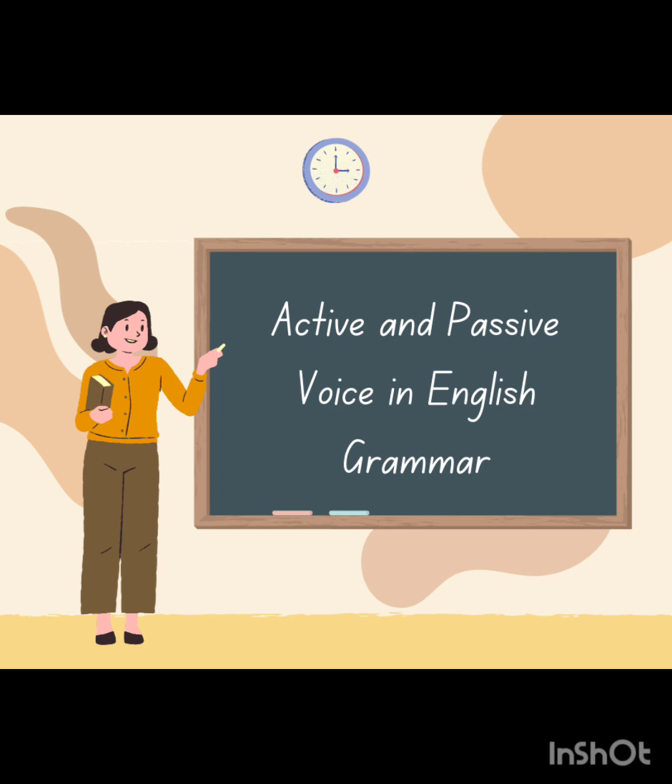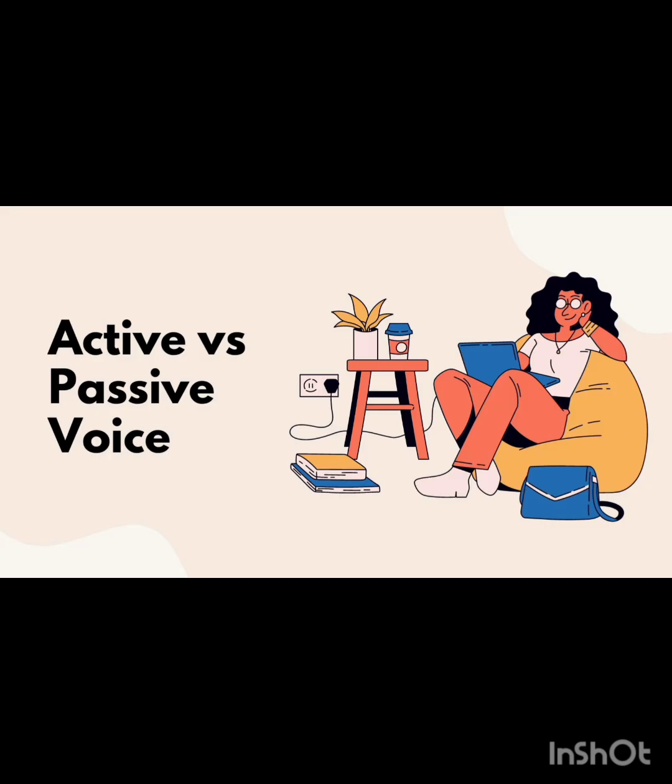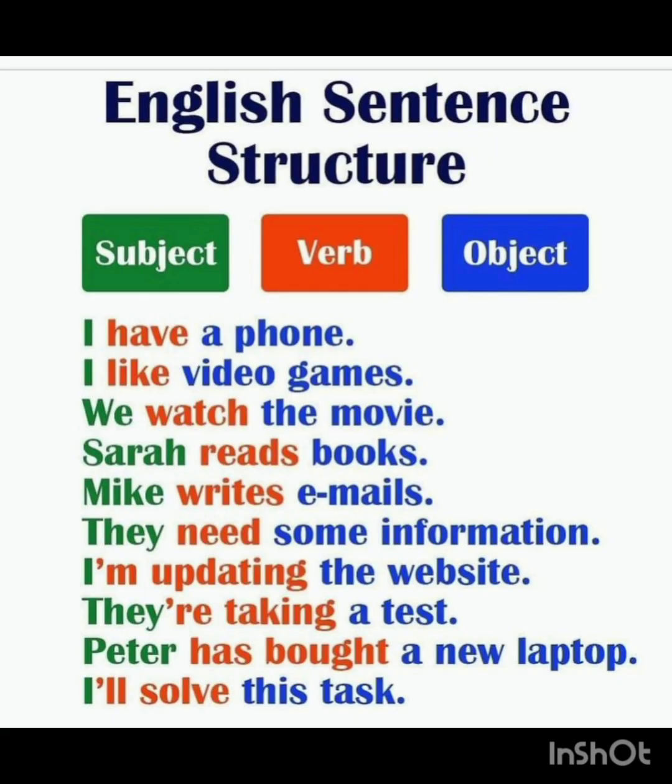Anyway, today we shall be learning about one important topic of grammar again, and that is active and passive voice. So, voices in English grammar has two types, and those are active voice and passive voice. Let us learn about these two topics in a detailed manner. However, before that, let us first learn about English sentence structure.